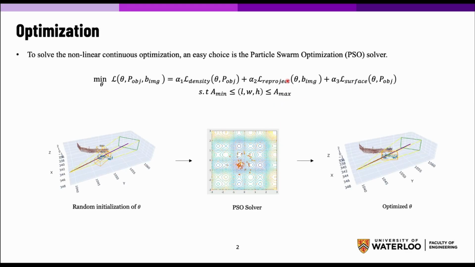Now to solve the nonlinear continuous optimization, we can use an algorithm that maybe some of you have heard of from your algorithms course, the particle swarm optimization solver. What that does is it takes randomly initialized values, and then multiple candidates work together to find the bounding box parameters that are most optimal. And you can see that through the solver, through many iterations, we can come up with a reasonable bounding box for our object cluster.